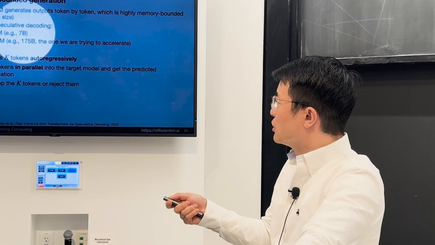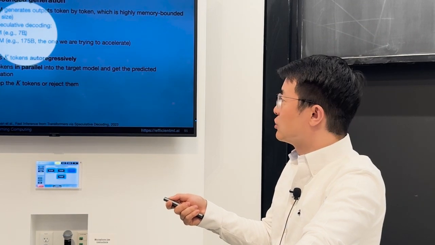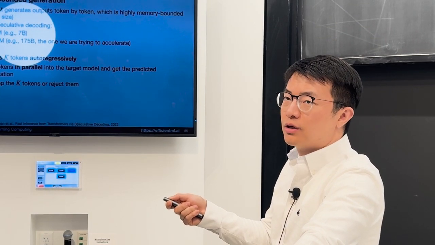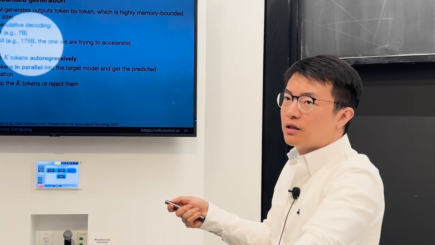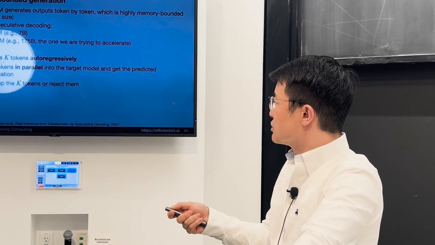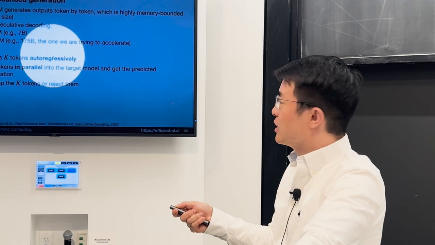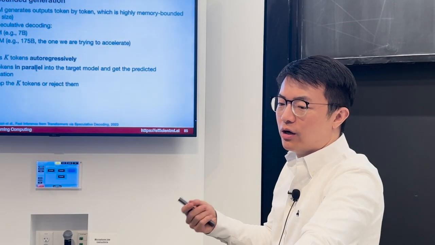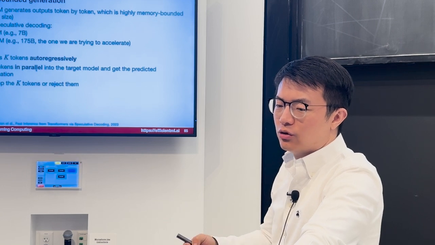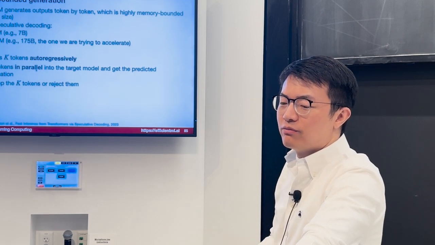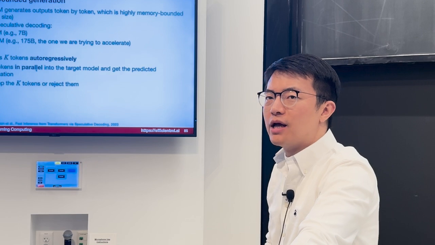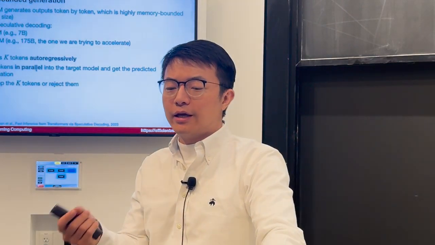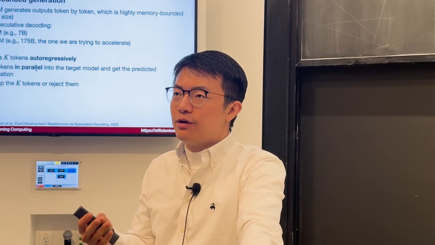So we only run this small model auto-regressively, and then generate many tokens in serial, and then verify them in parallel. So the small model generates K tokens auto-regressively, and then the K generated tokens will be verified in parallel. We feed K generated tokens to the large model, the 175 billion model, to run them in a batched manner. So running K tokens will be roughly similar to running one token if K is not too large on the GPU due to the parallelism.